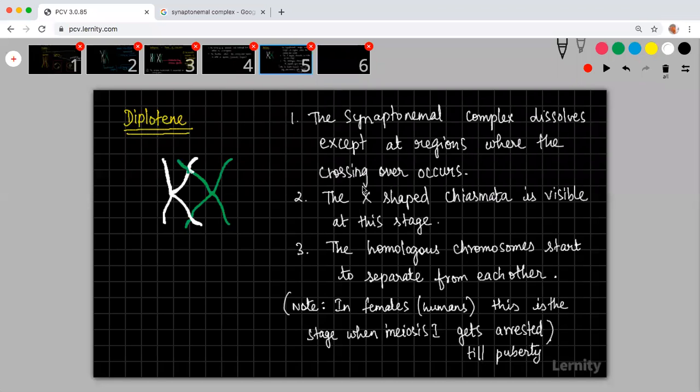Someone asked me how they are separating. Basically, that cohesin was there, holding them together. That cohesin becomes inactive, and then naturally they will start to separate. It was like someone pulling two chromosomes and keeping them seated together. That was cohesin, keeping it attached. But the moment that cohesin is lost, the chromosome also gets loose. Are we able to understand? So when the cohesin goes and the synaptonemal complex dissolves, the homologous chromosomes will start to separate.